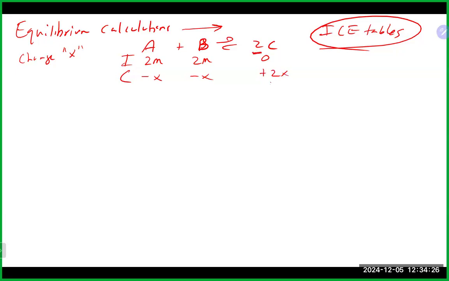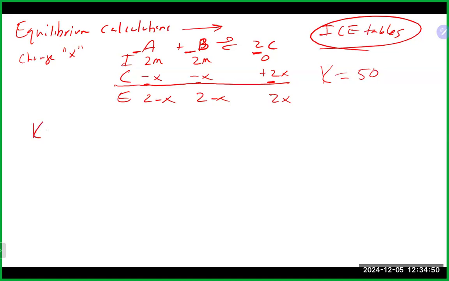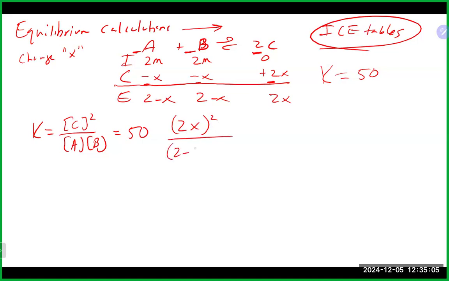Remember that we also need to take into account, when we do an ice table, the coefficients, because that takes care of the mole-to-mole relationship, the stoichiometry, to do it correctly. This is then going to just be carried down. That's going to give me a 2 minus x, 2 minus x, and a 2x. Let's just say, for example, the K value here is 50. We could do K is equal to C squared divided by A divided by B. This could go into 50. We take our equilibrium line, which would give us 2x squared divided by 2 minus x, 2 minus x equals 50.